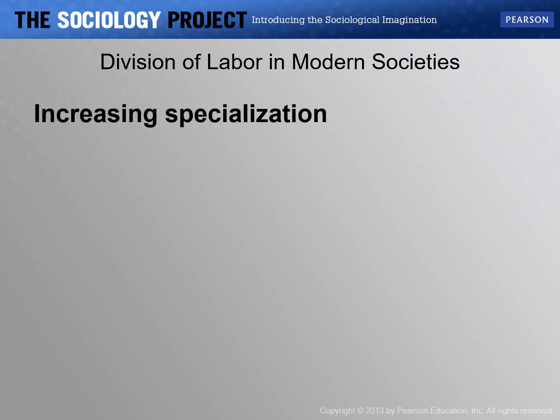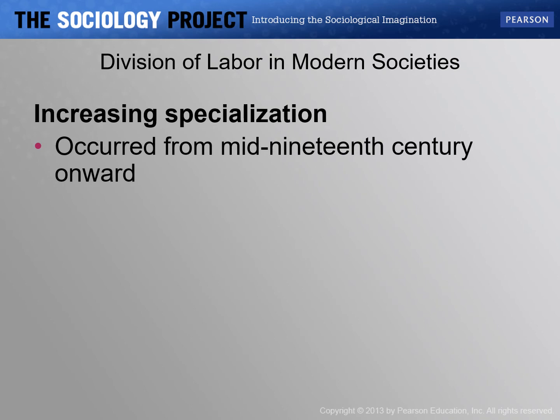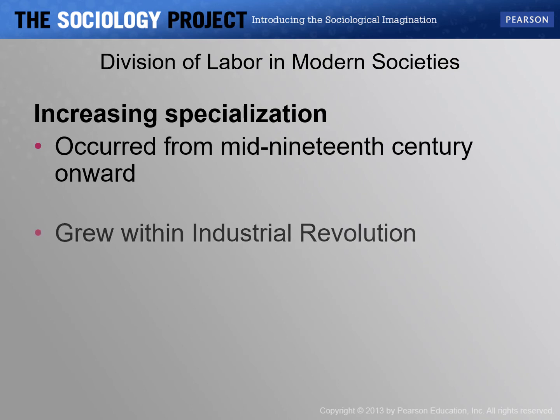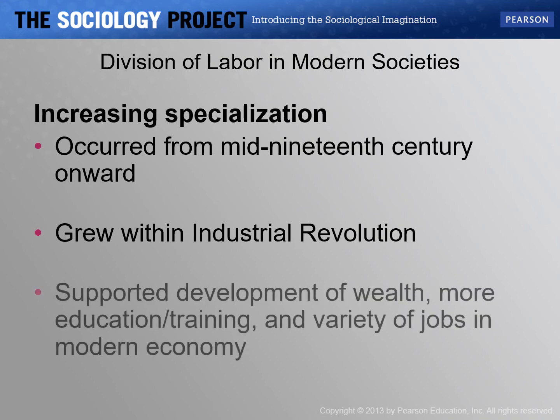They include increasing specialization. That started occurring in the mid-19th century and continues to the present day. It grew within the Industrial Revolution. For example, Henry Ford, with his first production lines for automobiles, was a good example of how divisions of labor occurred and led to increased industry and production, and supported the development of wealth, more education and training, and a variety of jobs in the modern economy. So the problem now is, how many different jobs could a person engage in over a lifetime?